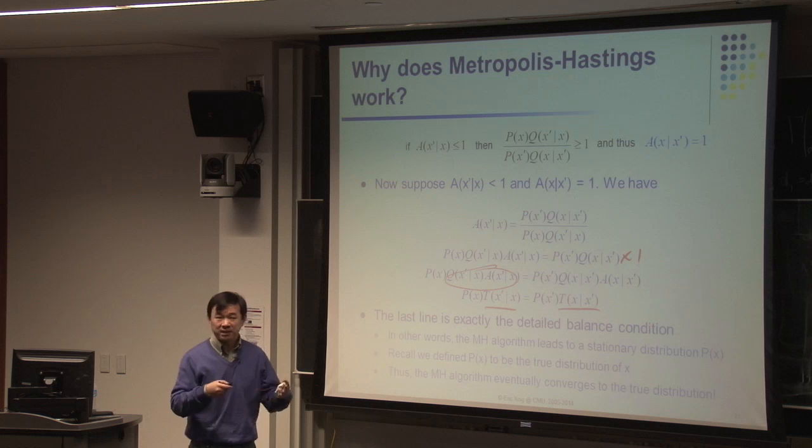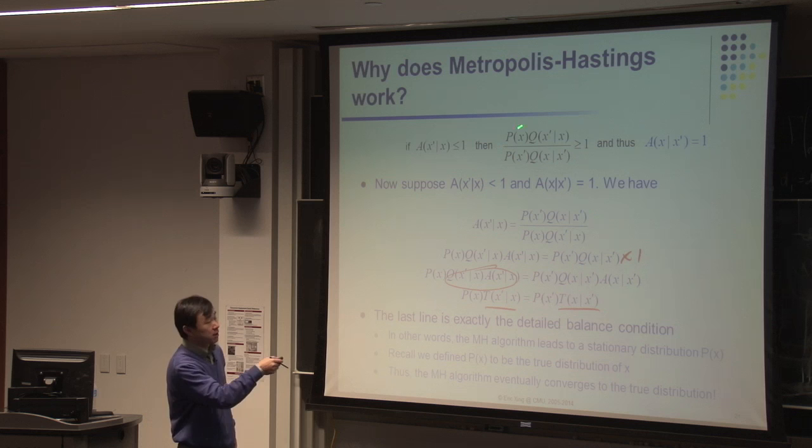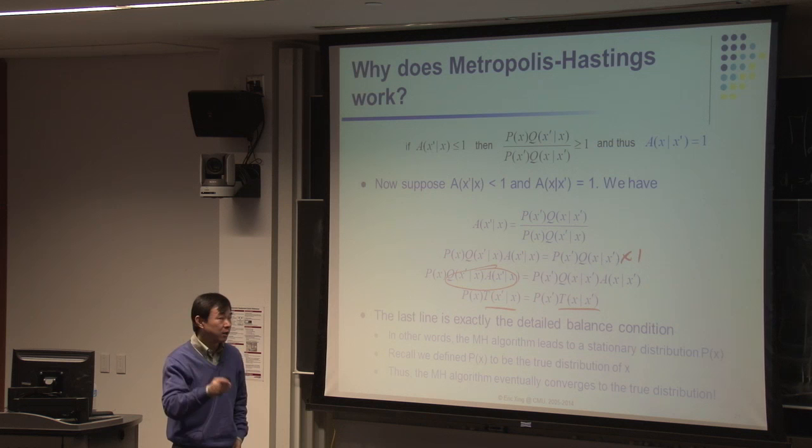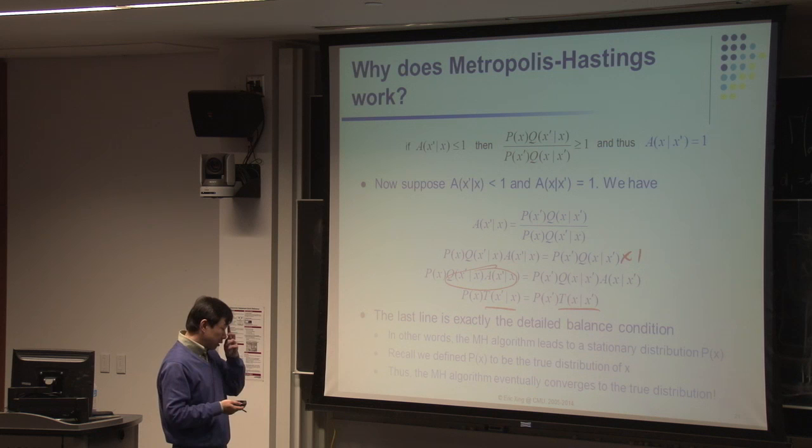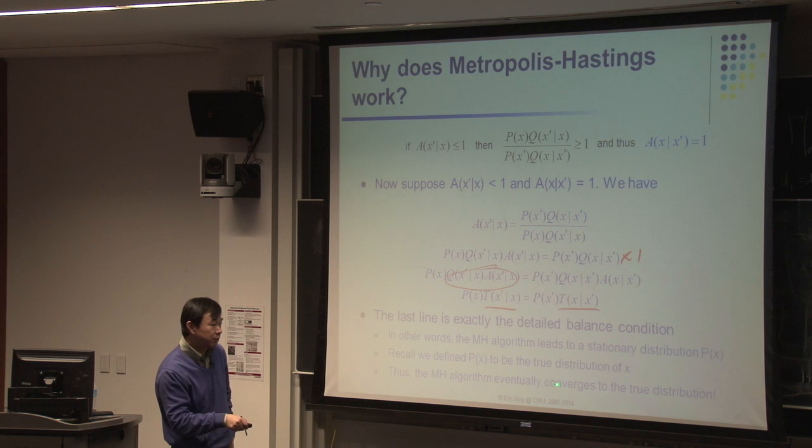Right? So that's basically the whole rationale. You design a very interesting transition kernel to make sure that the stationary distribution of this Markov chain will actually be the true target distribution that you are interested in making inference on or drawing samples from. Okay. All right, so that basically finishes the proof. The MCMC algorithm will eventually converge to the true distribution here.